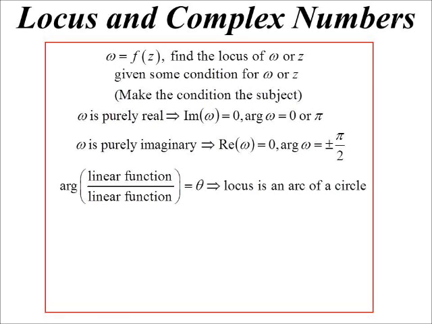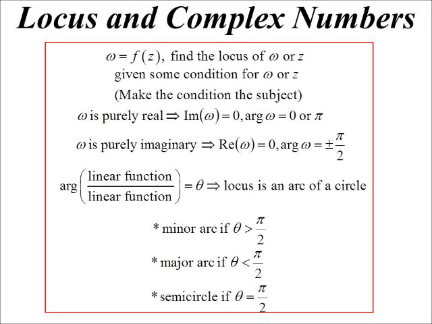This one's interesting. If you see the argument of, this is the condition, argument of, and on the top of the fraction you've got some linear function. So it might be z plus 2 or whatever. And on the bottom you also have a linear function, z minus 3i, equals some angle, the locus will turn out to be an arc of a circle. It'll always turn out to be an arc of a circle.